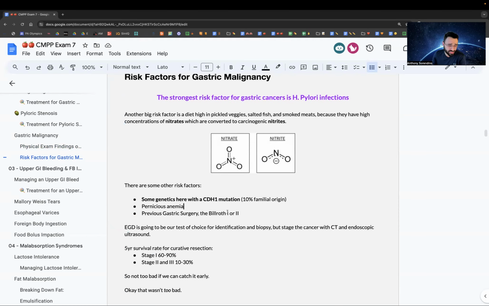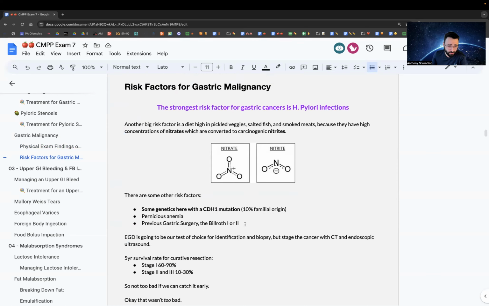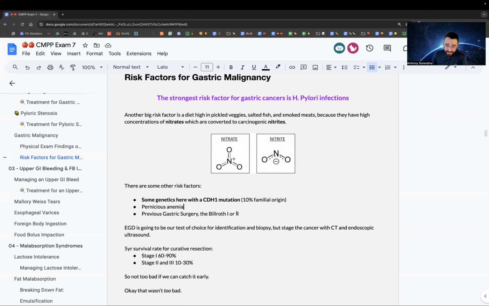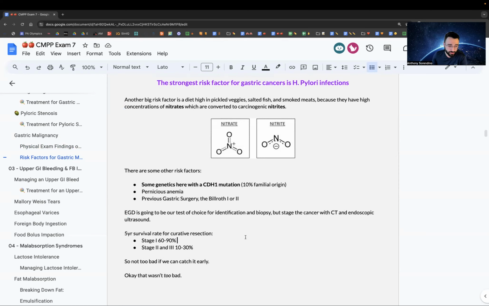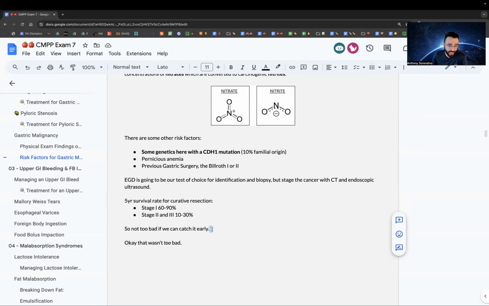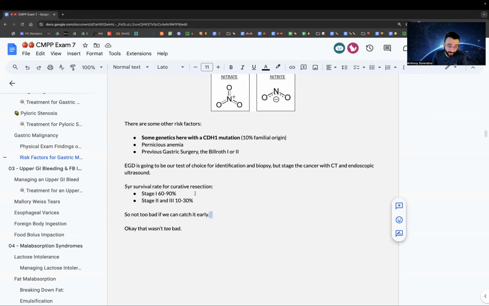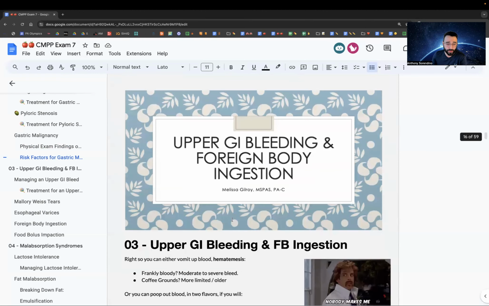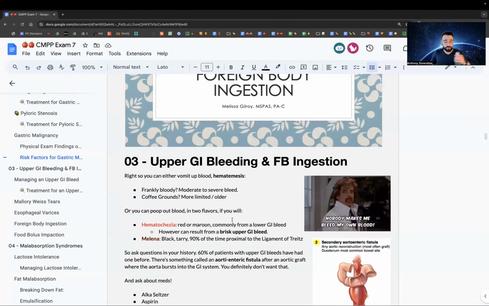There are some genetics here. So there's a CDH1 mutation that was mentioned, previous gastric surgery, the Billroth 1 and 2. I don't know that this stuff is as important. Survival rate's not bad. If we catch this early enough, it's a 60 to 90% survival rate within 5 years. Obviously, it does present a lot later than that. So stage 2 and stage 3, if we do a curative resection, 5-year survival rate's only 10 to 30%. Okay, so now we're going on to 3, which is upper GI bleeding and foreign body ingestion.